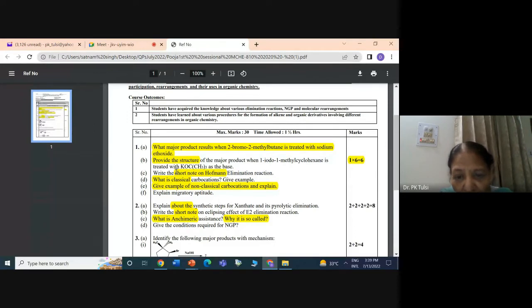Then, write a short note on Hofmann's elimination reaction. What do you want: the reaction, its purpose, where it is functional or not, in which situation it is applicable, what is the context? We should be clear what we expect a learner to know. So the write-a-short-note question should not appear in the question paper. Then see, the marking has gone the wrong way: there are 6 parts, so it should be 6 into 1 rather than 1 into 6.